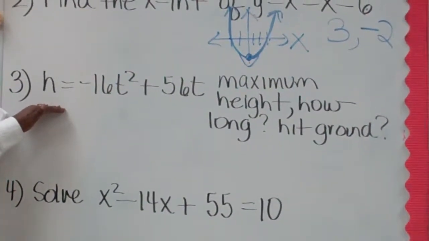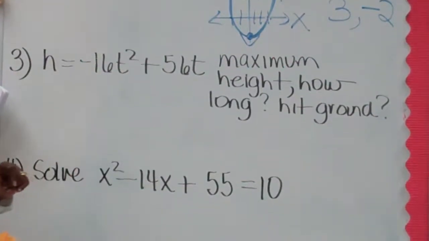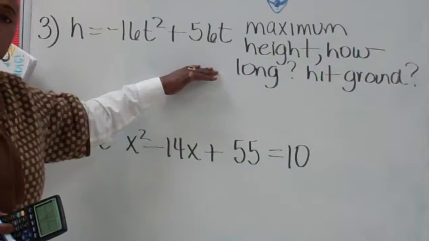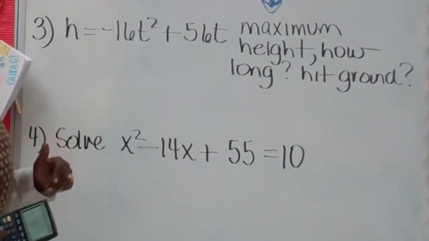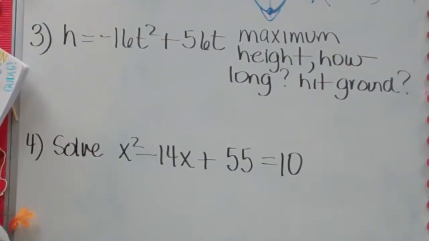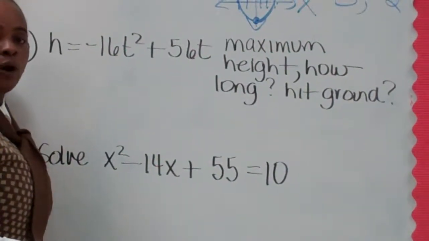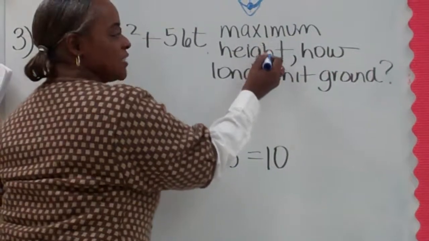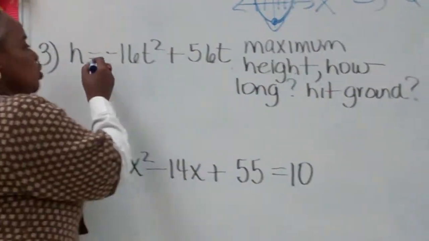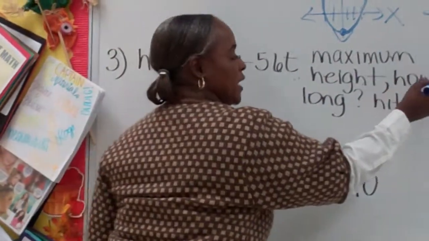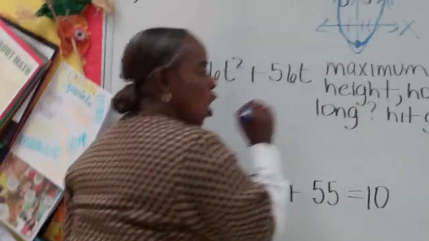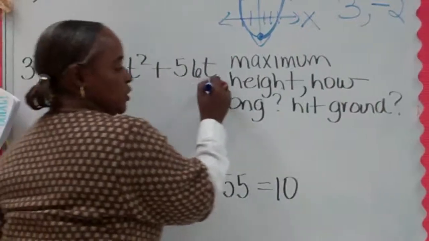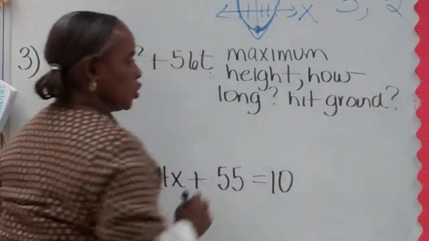All right, number 3. H equals negative 16t squared plus 56t. This formula, or a formula like it, is used a lot in your quadratic word problems. There are essentially 3 questions that they will ask you. They will ask you to put this in on the calculator and find the maximum height. They'll ask you to find out how long it took to get to your maximum height. They'll ask you to find out when it hit the ground.